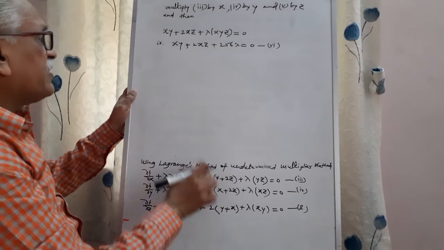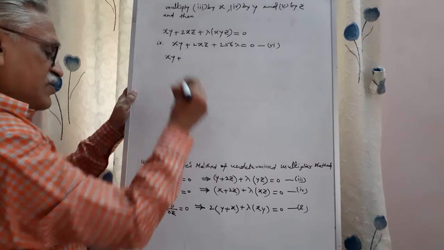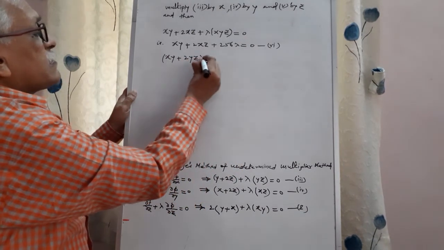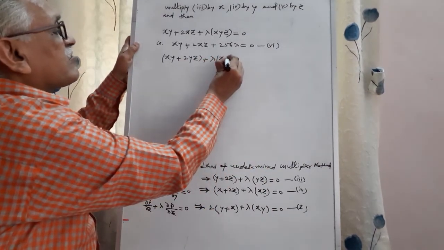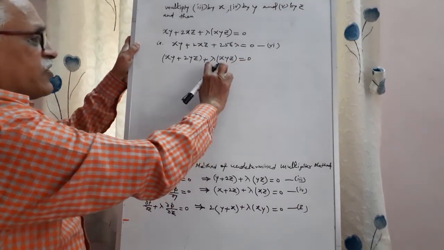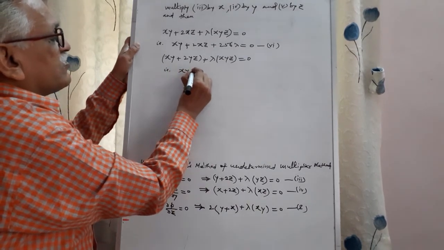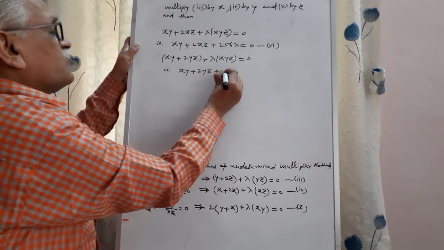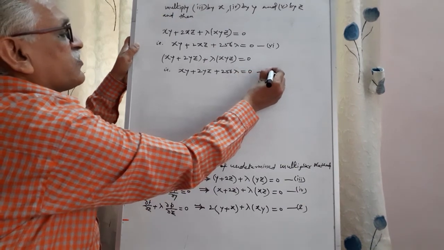Multiplying this by y, we get xy plus 2yz plus lambda times xyz equals 0. Once again substituting the value of xyz, we get xy plus 2yz plus 256 lambda equals 0, equation 7.